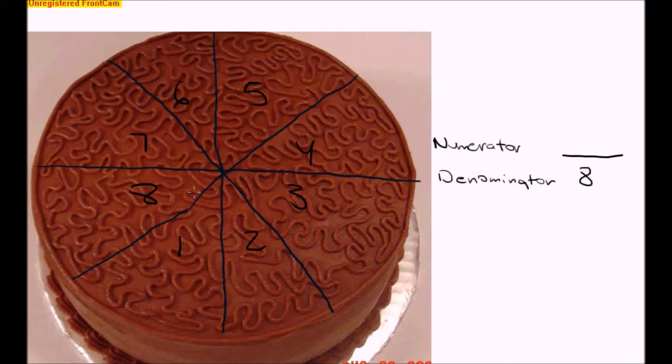The numerator would be how many pieces you own, or how many slices somebody else owns out of the whole cake. So in this case, let's say you went to a birthday party and you got 3 slices. So you would own 3 out of the 8 slices. So really, it's just a really simple concept.